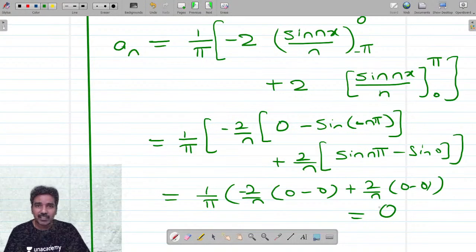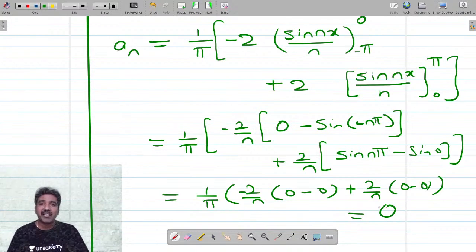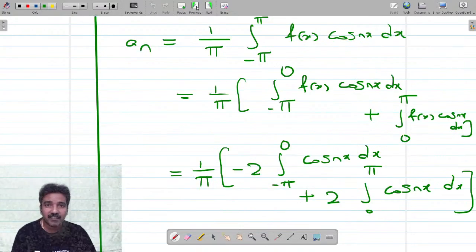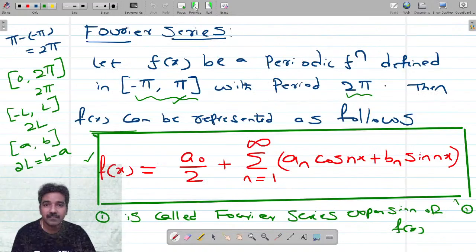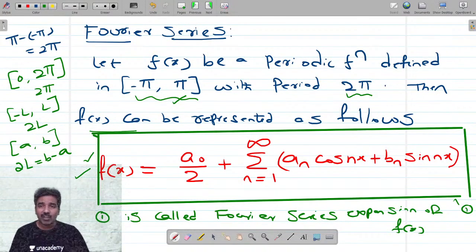So I will calculate bn tomorrow. Let me take one more example tomorrow. And tomorrow I will discuss the Fourier series of even function and Fourier series of odd function. Let us also see the major application of Fourier series. In what way is Fourier series going to help us? Here I wrote this one. This is the Fourier series expansion of f of x. So if you represent f of x like this, what are the advantages? Tomorrow we will see by taking different examples. Tomorrow we will talk about the Fourier series of even function and odd function, and let us try to find the sum of infinite series using this Fourier series expansion.